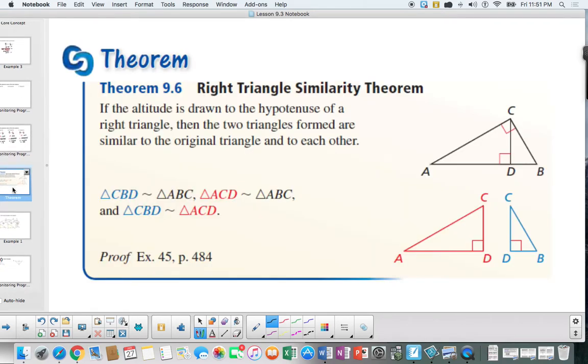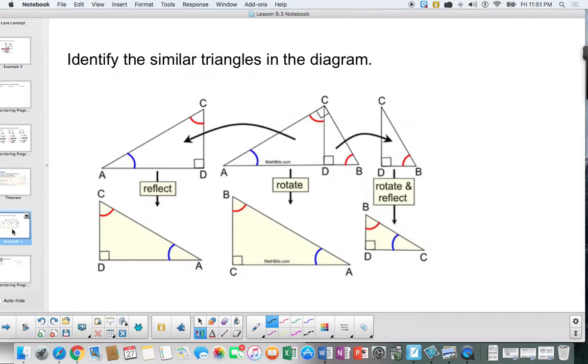Right triangle similarity statement. We are going to have a right triangle and we are going to draw an altitude to the hypotenuse, which is what's happening here. When we do that, we create three right triangles, the original and two smaller ones. And what this theorem says is that all three of those triangles are similar to each other. Let's look in more detail.